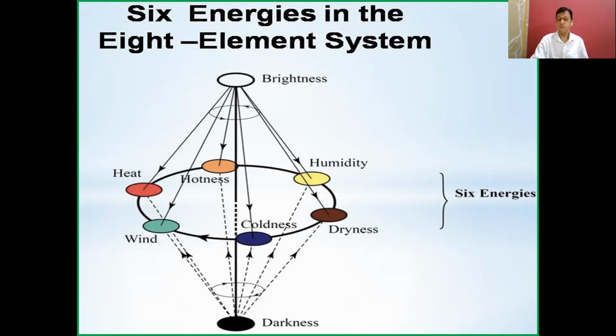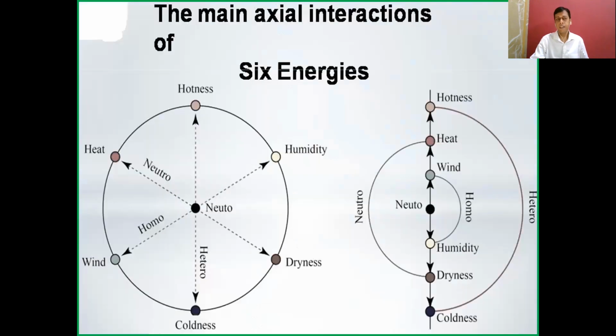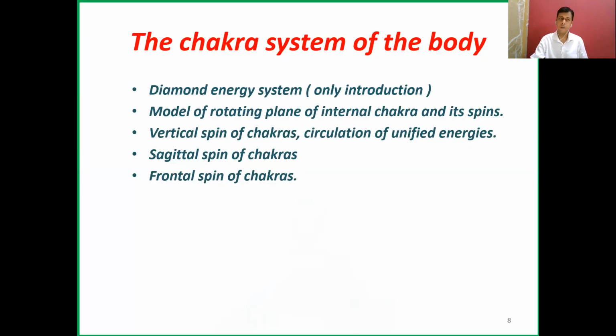This also we are going to discuss in our course. And this is about the axial relationship: wind, heat, wind and humidity, heat and dryness, and hotness and coolness. So we are going to discuss in detail the characteristics of all these energies and the relationship between these energies, the axial relationship. This is the first part we are going to discuss.